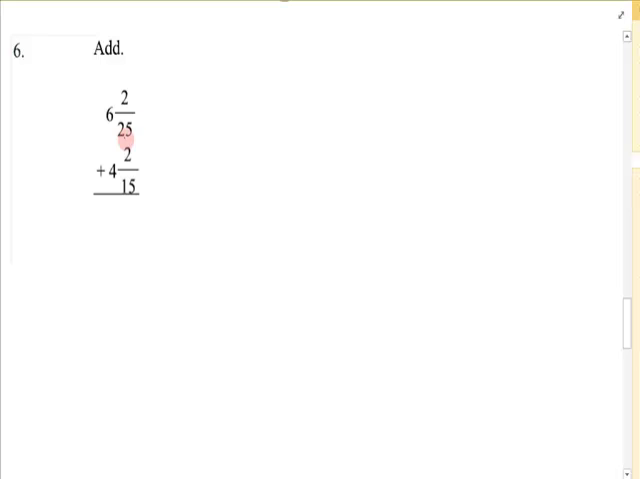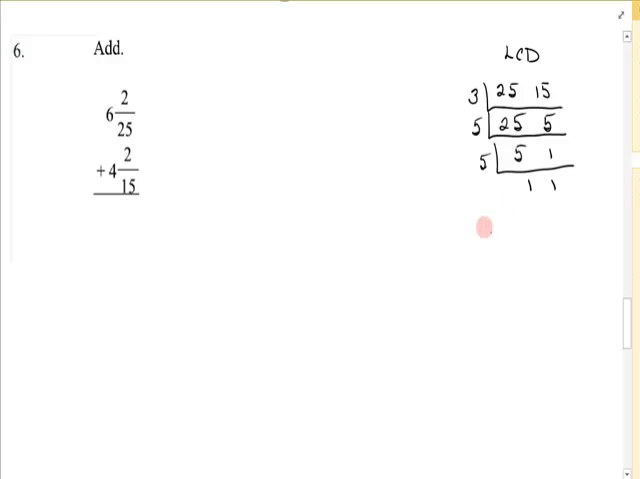Let's look at the next one. I have to get a common denominator. Let's take a minute and show this one. LCD. I have 25 and I have 15. 2 doesn't go into either one of those. 3 doesn't go into 25, but it goes into 15 5 times. Now I can use 5. It goes in there 5 times and in there once. 5 again. 1 and 1. I have the LCD is 3 times 5 times 5, which is 75.